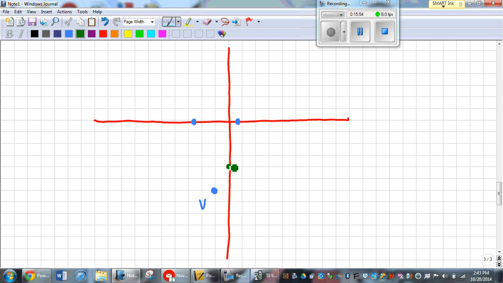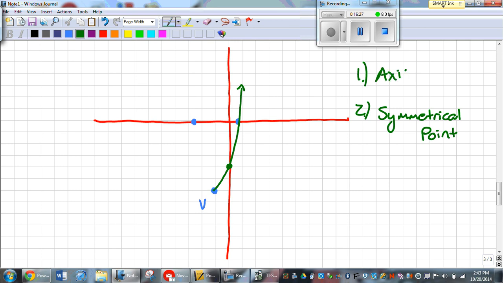Okay. So I can actually already see half of my parabola. So if I plot these points, you guys can start to see that U shape take effect. Now, a couple other parts of this that we need to find. So we haven't found the symmetrical point. We'll put that under number 2. Okay, and we also haven't found the axis of symmetry. So let's do this first. Let's find the axis of symmetry.